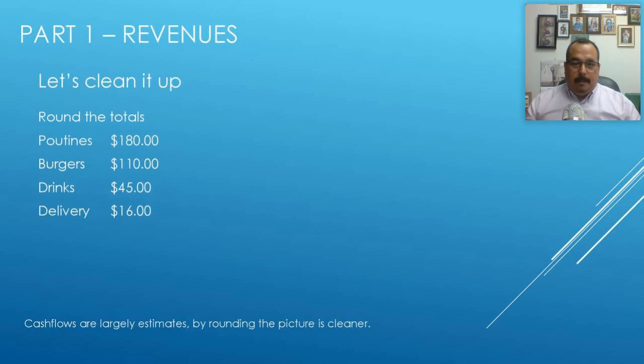But first, we're going to clean it up because we're doing a forecast. We're not doing an audited financial statement. We're doing something we hope to happen. Let's not fuss about 79 cents. Let's round everything to a nice whole number. 180, 110, 45, and 16. That is going to be our day.